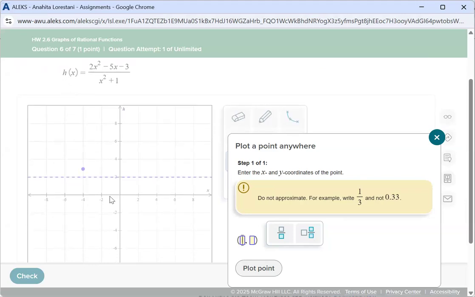Then we are going to pick -2. -2 squared is 4. 4 and 1 is 5. If I pick -2 at the top, -2 squared is 4. 4 times 2 is 8. -2 times -5 is 10. So I have a 10 here, and I have an 8 here. That's 18. 18 take away 3 is 15. 15 divided by 5 gives me 3.